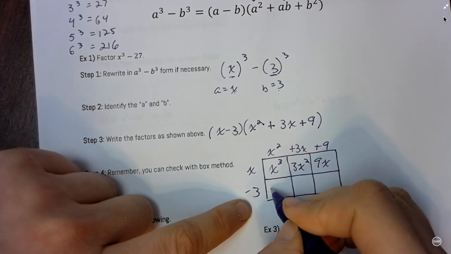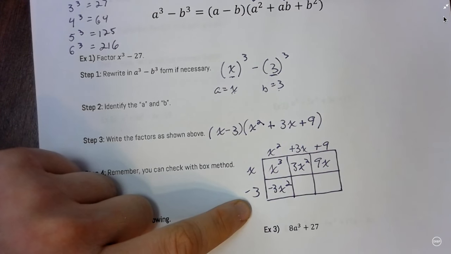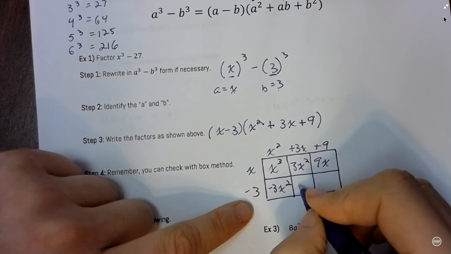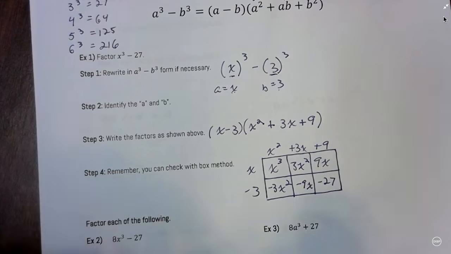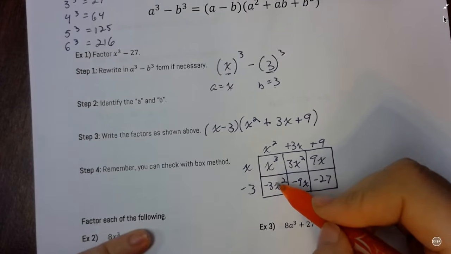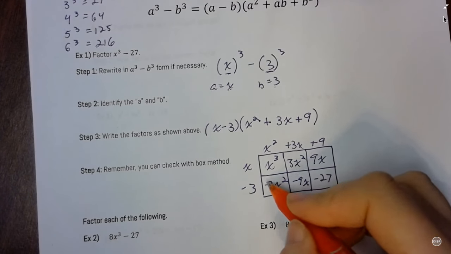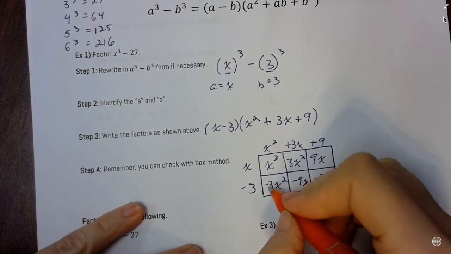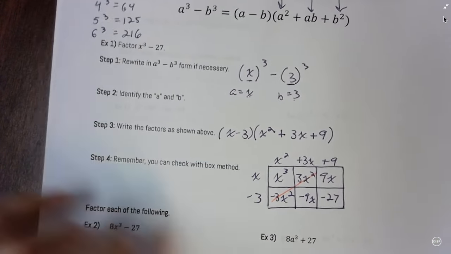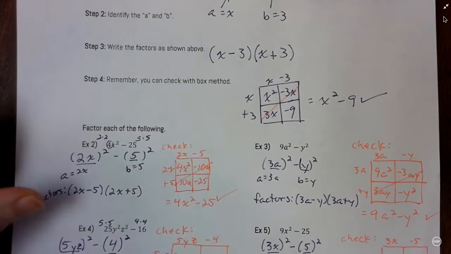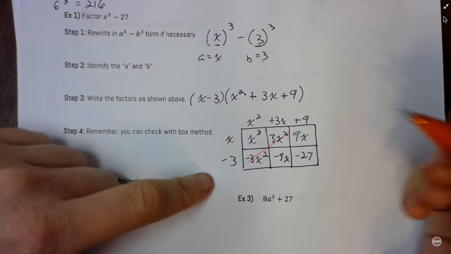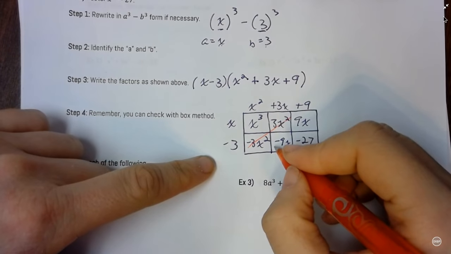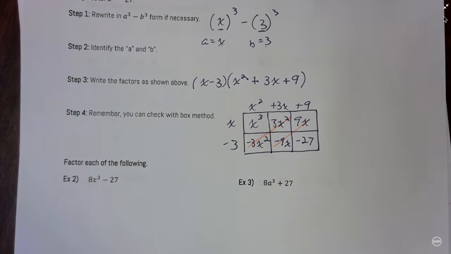Negative 3 times x squared is negative 3x squared. Negative 3 times 3x is negative 9x. And negative 3 times 9 is negative 27. Now watch what happens along the diagonals where we have like terms. So 3x squared and negative 3x squared are like terms, but they cancel each other out. So just like when we did difference of squares and our like terms canceled out, same thing's happening here. And then 9x and negative 9x, they're like terms, but they also cancel out.